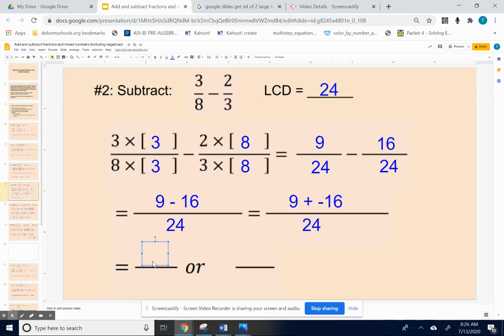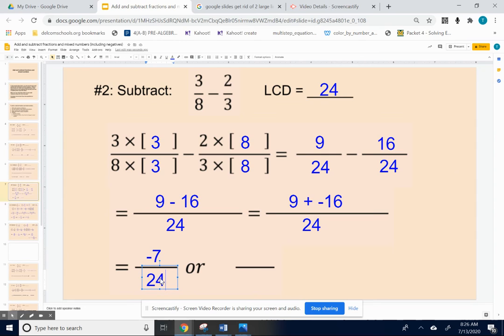When you add a positive to a negative, you subtract and keep the bigger sign. So 16 minus 9 is 7. You've got to keep that 7 as a negative. So we have negative 7 over 24. That is reduced. But do something to that negative.